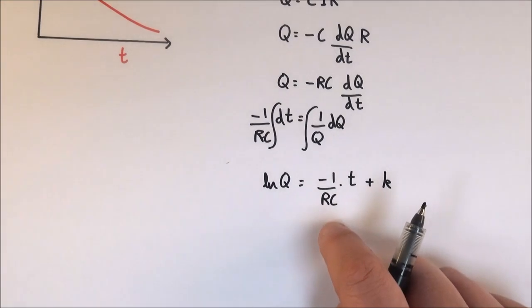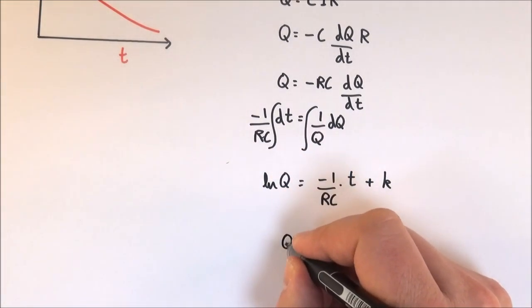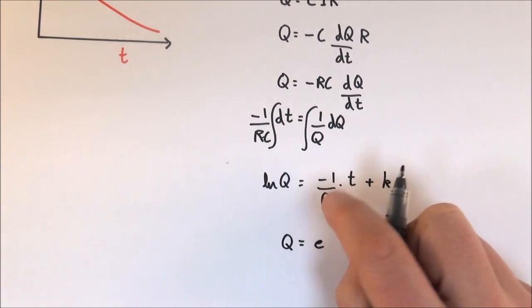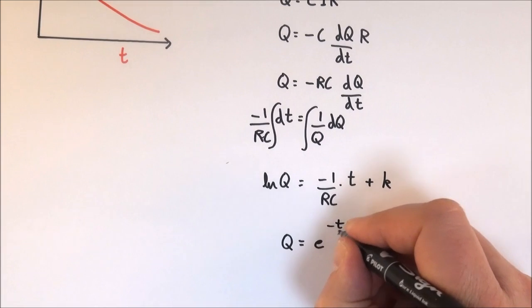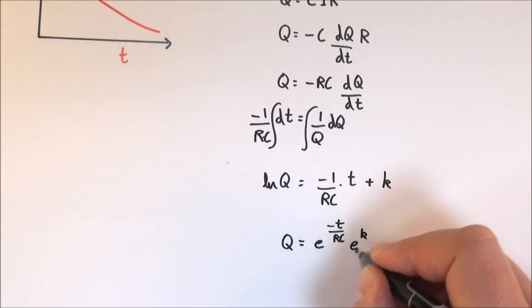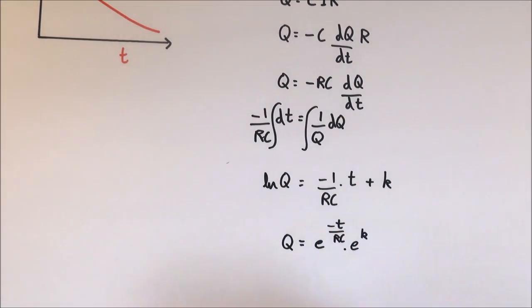If I raise both sides to the power of e, we can say that e to the ln Q is equal to Q, and that is equal to e to the minus t over RC, times e to the k. Okay, so this is the way we've done that. Again, hopefully that should make sense.